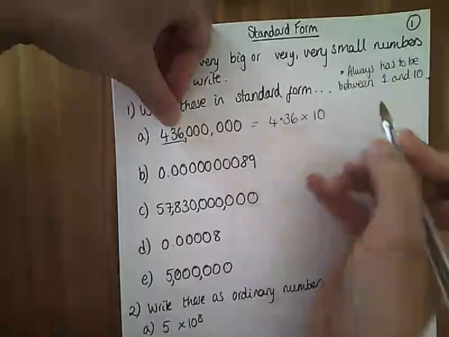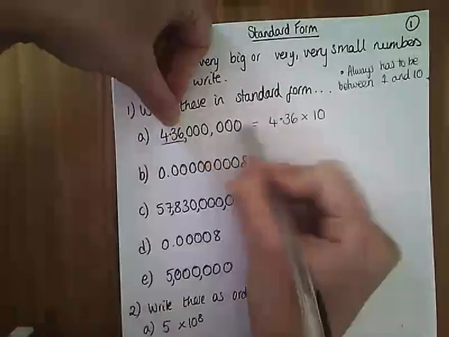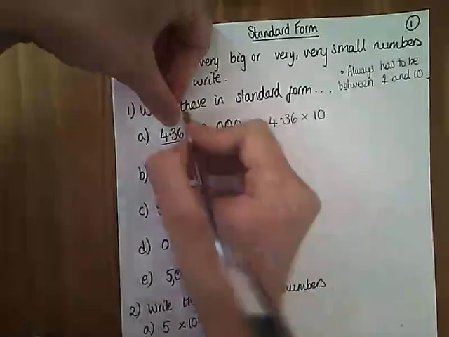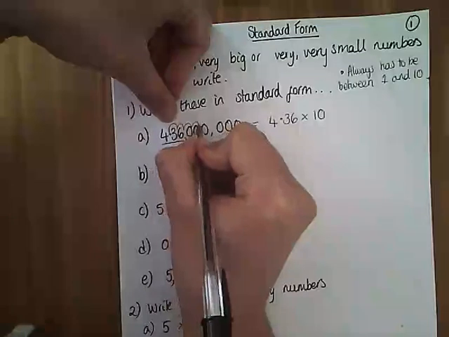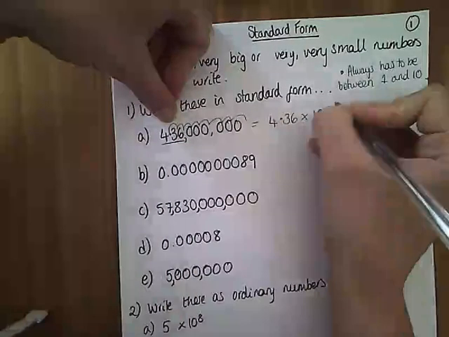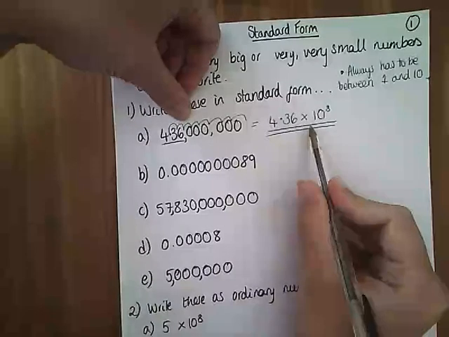Now, if there were a decimal point here, in order for this number to be this, we would have to move the decimal point 1, 2, 3, 4, 5, 6, 7, 8. We'd have to move it 8 places. So that is that written in standard form.